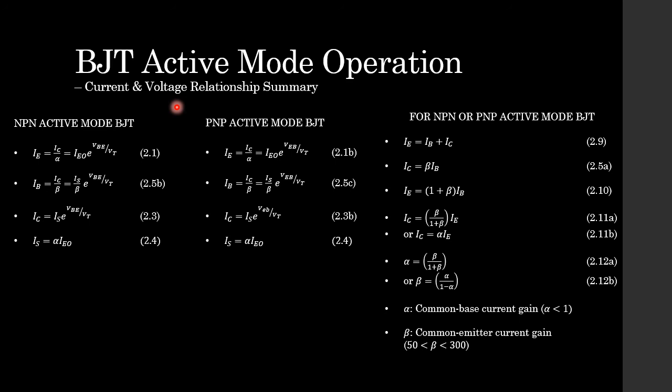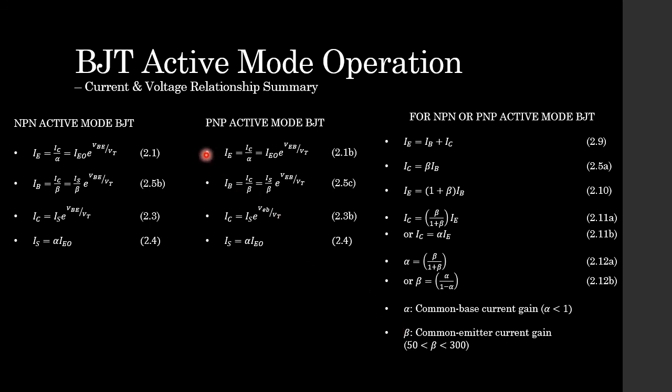So thing to note on this, let's start off way over on the right. For both an NPN or a PNP active mode bipolar junction transistor, these are all the expressions that relate our currents. And of course, we know alpha, common base current gain, and beta, common emitter current gain. These will obviously be provided to you in the formula sheet.